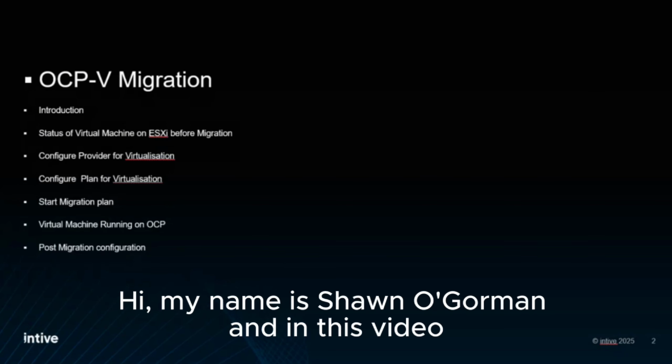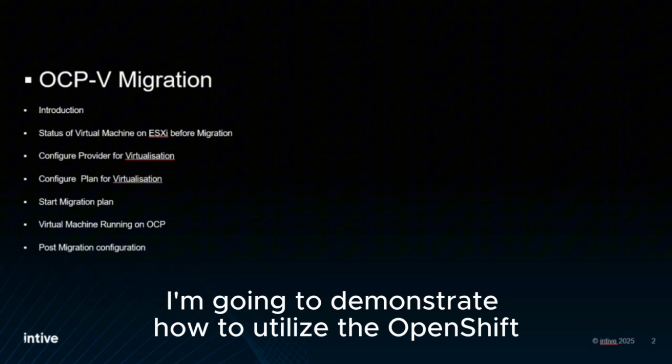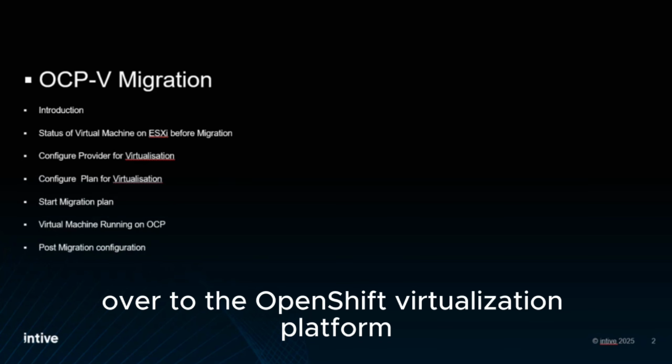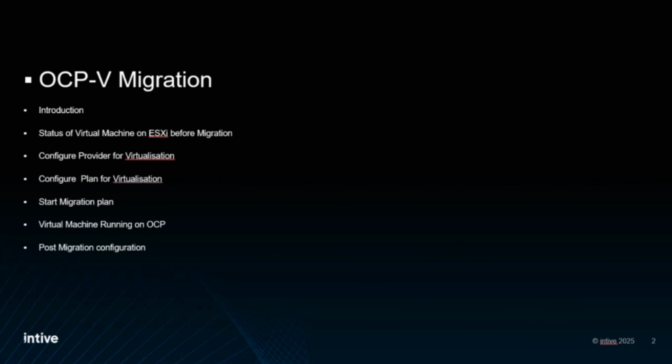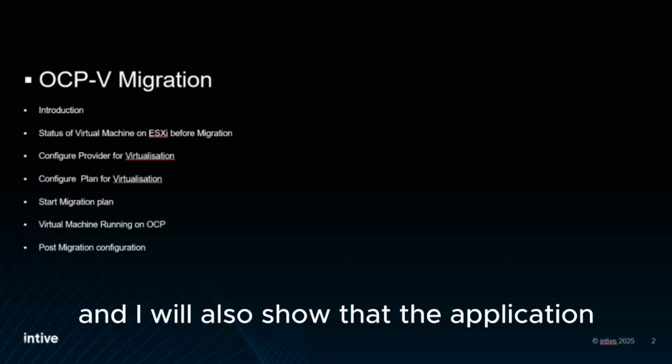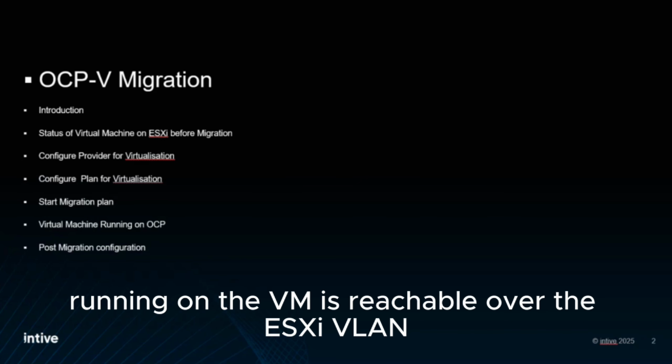My name is Sean O'Gorman, and in this video I'm going to demonstrate how to utilize the OpenShift migration toolkit to successfully migrate an ESXi hosted virtual machine over to the OpenShift virtualization platform. Firstly, we will see the VM initially running on ESXi, and I will also show that the application running on the VM is reachable over the ESXi VLAN.